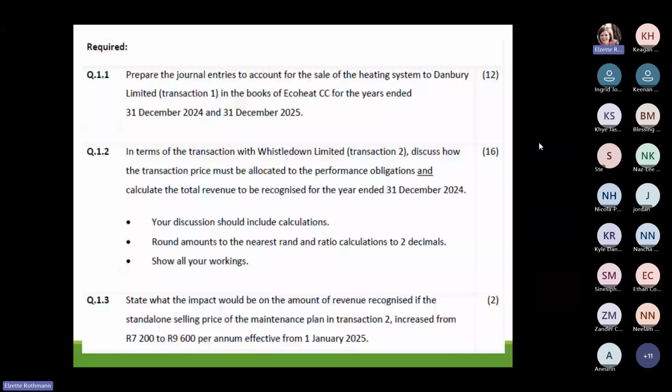Okay, then in terms of the transaction with Whistledown Limited, that's the next transaction, discuss how the transaction price must be allocated to the performance obligation and calculate the total revenue to be recognized for the year 31 December 2024. Again, this is very important. If they ask you discuss and calculate, make sure you do both.